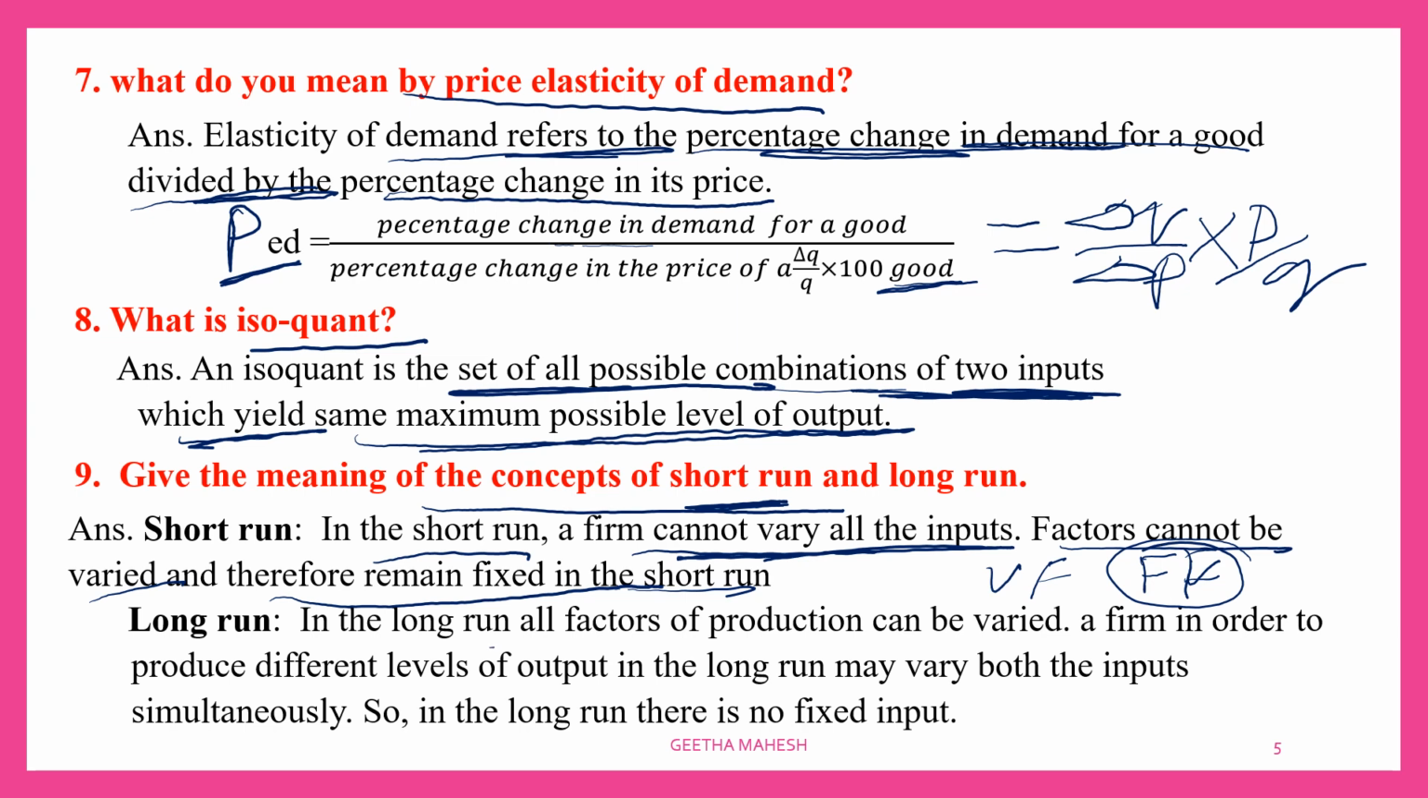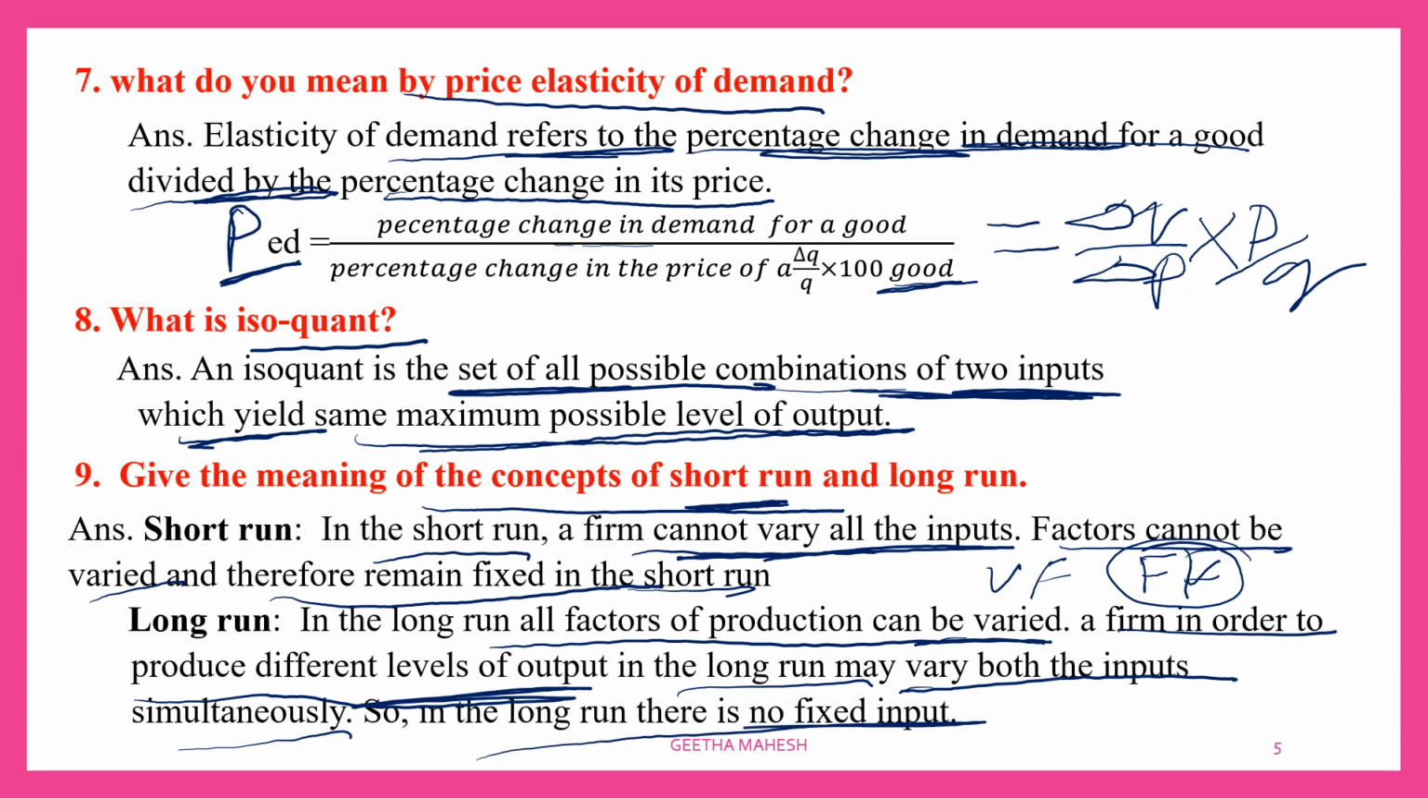Long run means all the factors of production can be varied. A firm, in order to produce different levels of output in the long run, can vary all the inputs simultaneously. So there are no fixed factors of production or fixed input.